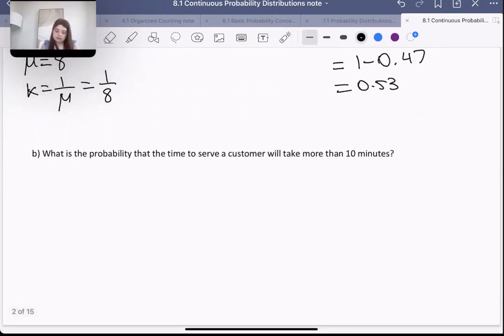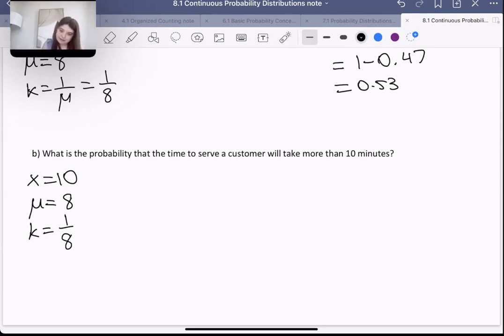Okay, so x is equal to 10, because we want to know, is it going to take more than 10 minutes? Then we have mu, which is 8. And so our k value is going to be 1 over 8, or our lambda, 1 over lambda, whichever we'd prefer.